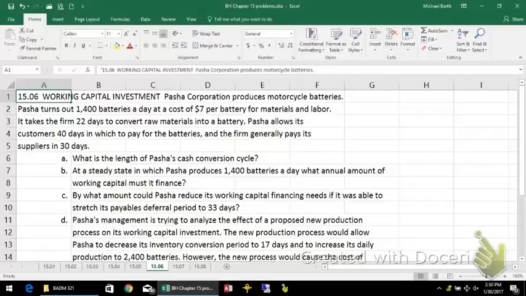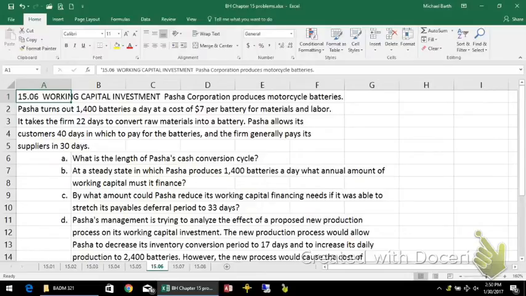This is problem 15.6 from Chapter 15 of Brigham and Houston's Fundamentals of Financial Management, Concise 9th edition. And we're talking about working capital management in here. Got Pasha Corporation produces motorcycle batteries.